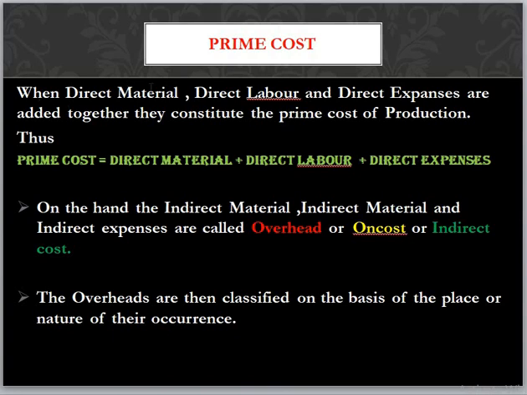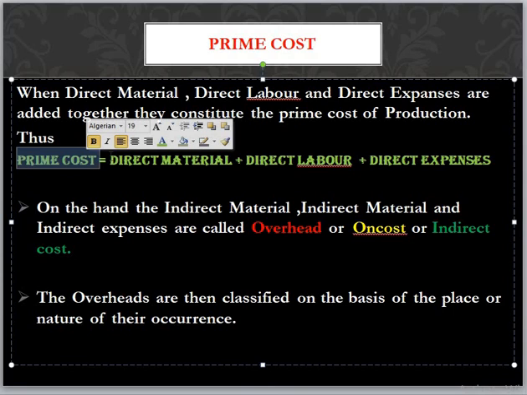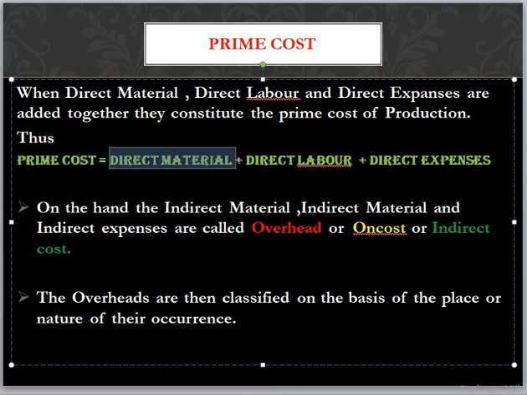When direct material, direct labor and direct expenses are added together, they constitute the prime cost of production. As discussed earlier, material is of two types: direct material and indirect material. When direct material is taken, similarly out of two types of labor, direct labor is taken, and out of two types of other expenses, direct expenses is taken and added together, we get the prime cost of production. So how can we calculate prime cost of production? It is simply the sum of direct material, direct labor and direct expenses.